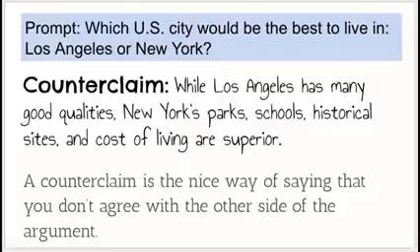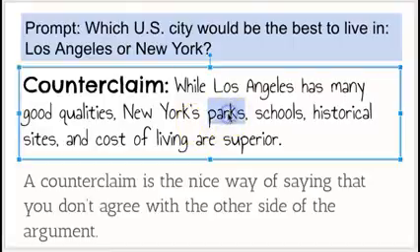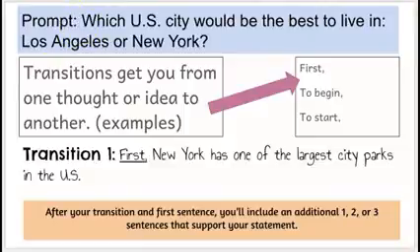Once you've identified your claim and counterclaim, you can move on to your first point. In this case, the author's first point would be parks. So we go to our prompt, and the first thing we have to do is include a transition. Transitions get you from one thought or idea to another. When you're first starting out with your essay, the examples of types of transitions that you might use are off to the right.